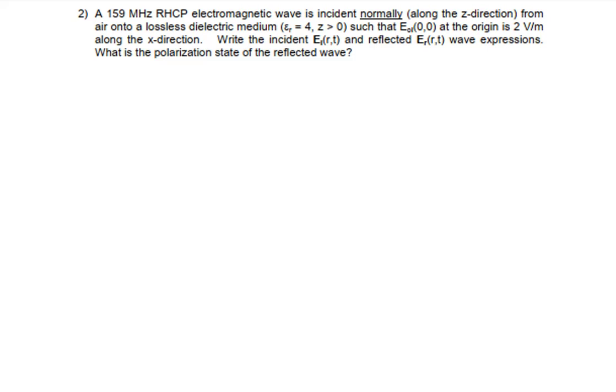So once again we are given 159 megahertz for our frequency, and from that we could get our omega, which is going to be 2 pi f, with f being 159, so 2 pi times 159 times 10 to the 6. That gives us 9.99 times 10 to the 8, or we'll just make it simple again and set omega as 10 to the 9.